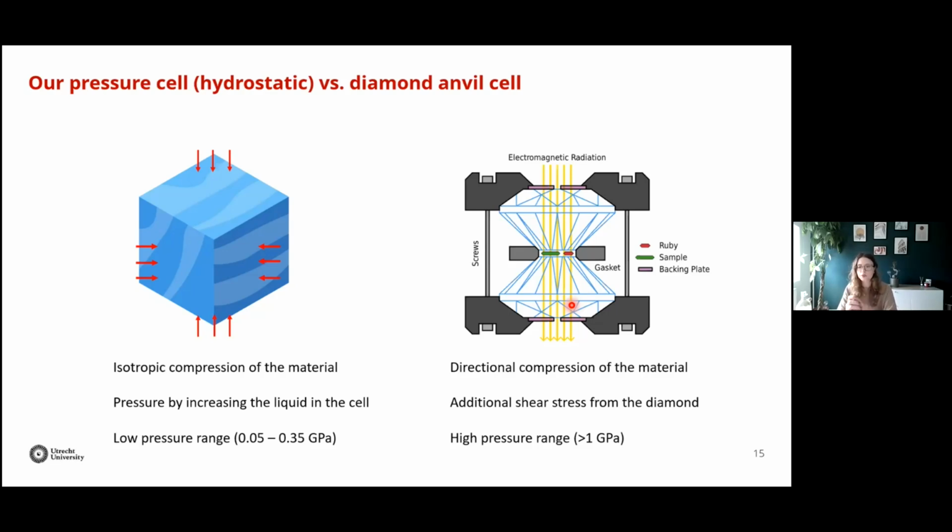And another important difference is the pressure range that we can achieve. In our case, the pressure range is between 50 megapascal, so 0.05 gigapascal, to 0.35. And in the case of the diamond anvil cell, it's only above 1 gigapascal, and already 1 gigapascal is quite low for a diamond anvil cell.